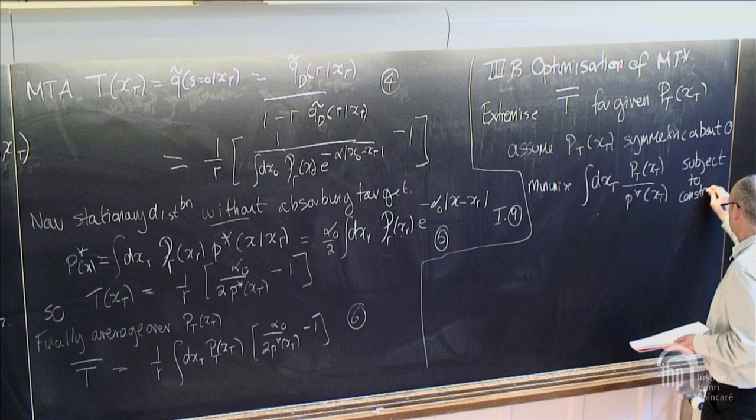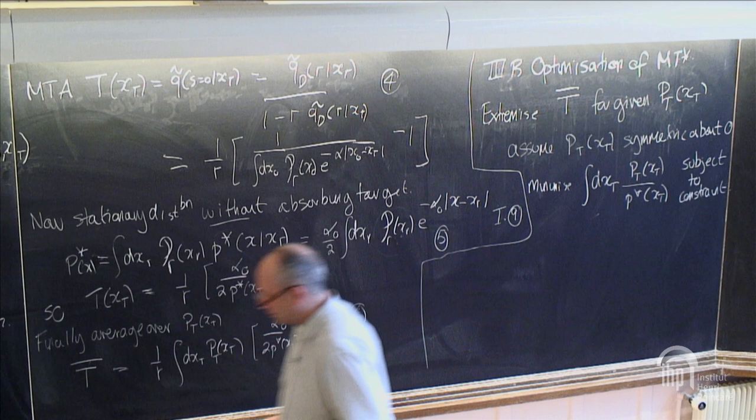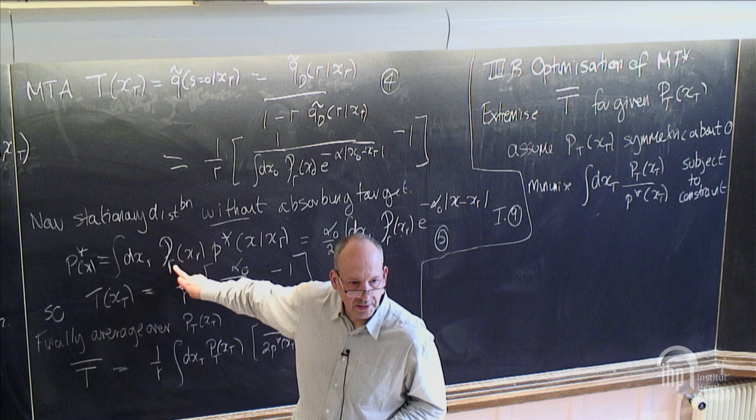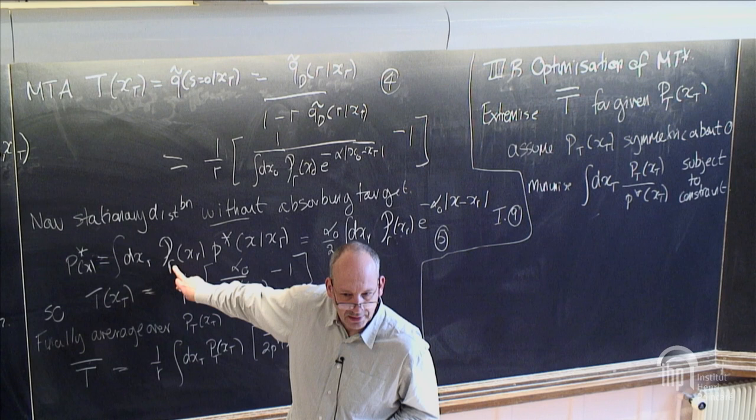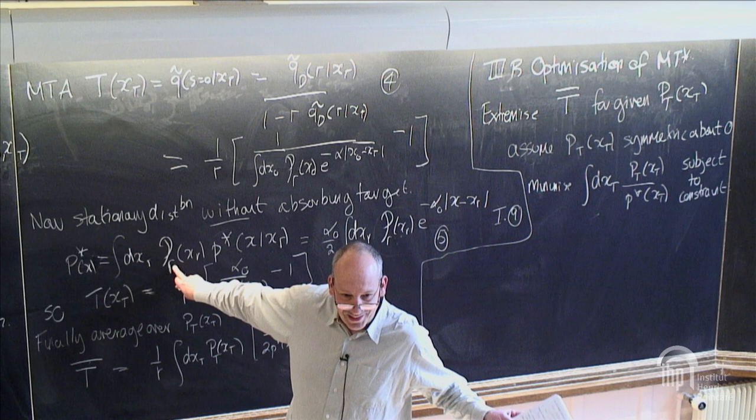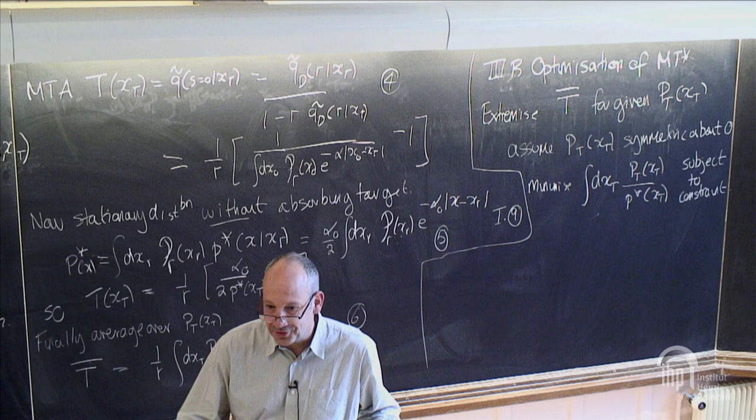Now, the constraint that this P of R should be normalized, that I can handle, and I know how to do that. The constraint that it should be non-negative, I don't know how to do. So what I'm going to do is forget that constraint and just keep the constraint that it's normalized and then see what I get and see if it is non-negative or not.